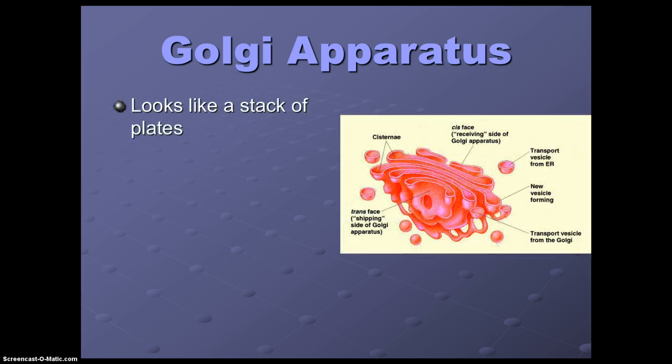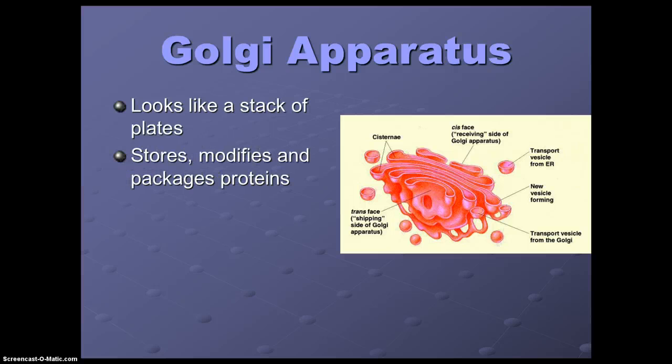Alright, we're almost finished. The Golgi apparatus, or you can say Golgi bodies or just say Golgi. It looks like a stack of plates or pancakes. And this is where our proteins are packaged up. So once we make the protein at the ribosome, it gets sent to the Golgi, and that's where if we need to make any changes to it, we can, and then we package it up either to be used in the cell or to exit the cell and be sent somewhere else.